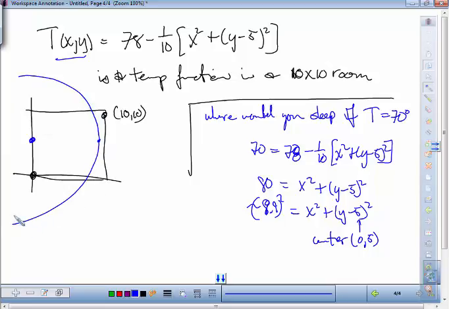This is your circle at 70 degrees. So if you like sleeping at 70 degrees, you would be somewhere along this. Of course, outside, you're not in the room anymore. So we kind of want to ignore that, and we just want to focus on these values. Okay?